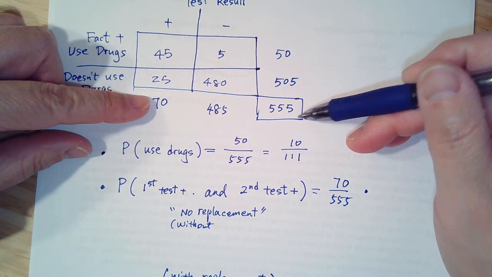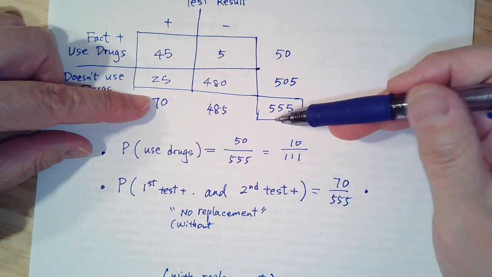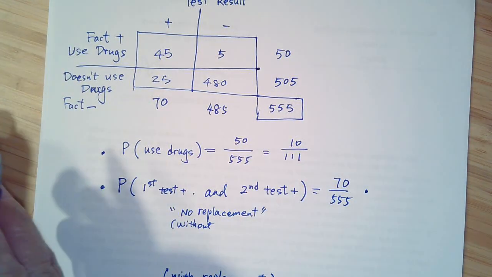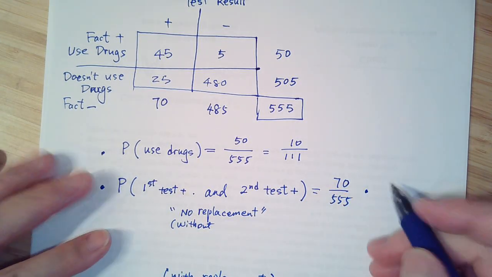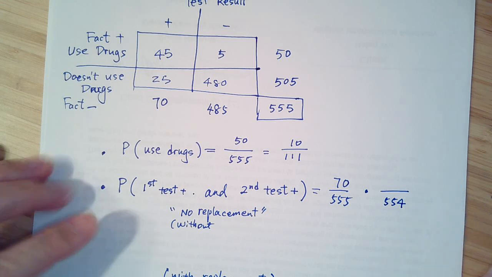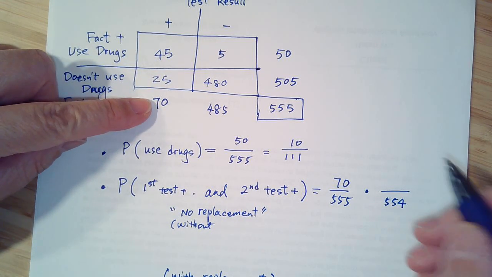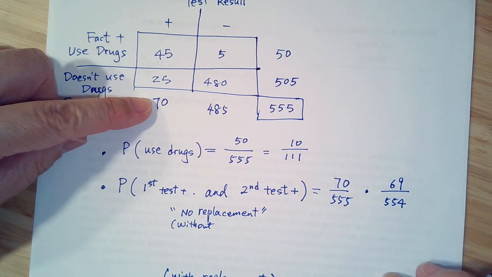Now think about, if you already choose the first person who is a positive, you put him aside. You're not putting him back to this 555. So how many people do you have left? You have 554. And how many people have a positive test result? 69. All right, then you're going to use a calculator to find the answer.